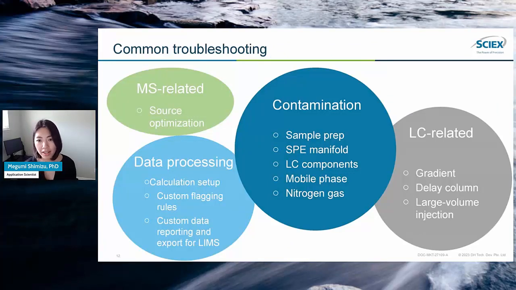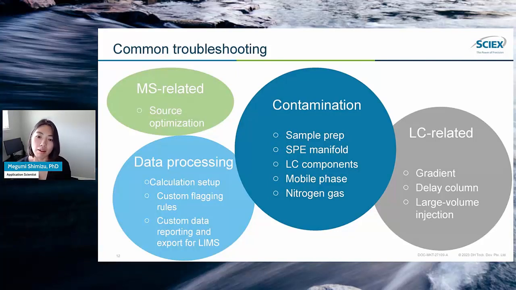At both on-site training and technical support, we come across many common troubleshooting issues for PFAS analysis. The most common type is actually contamination. As we know, PFAS is everywhere, even in laboratories. These can be introduced from sample prep or LC components, mobile phase, or even sometimes nitrogen gas. The second most common type is often LC related, so gradient program or choice of delay columns and other complex LC setup will need some extra attention.